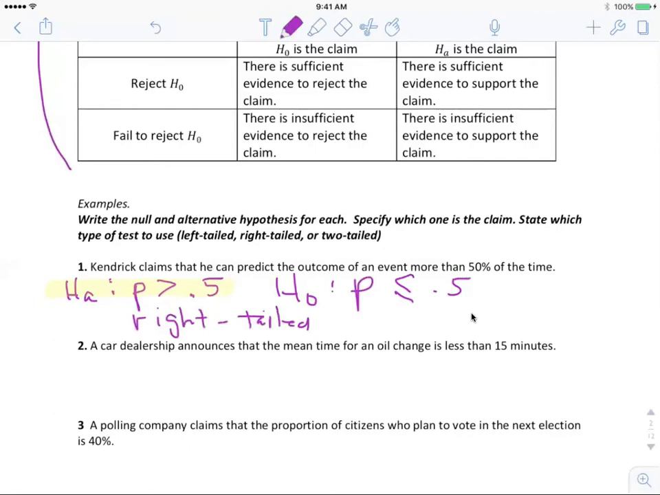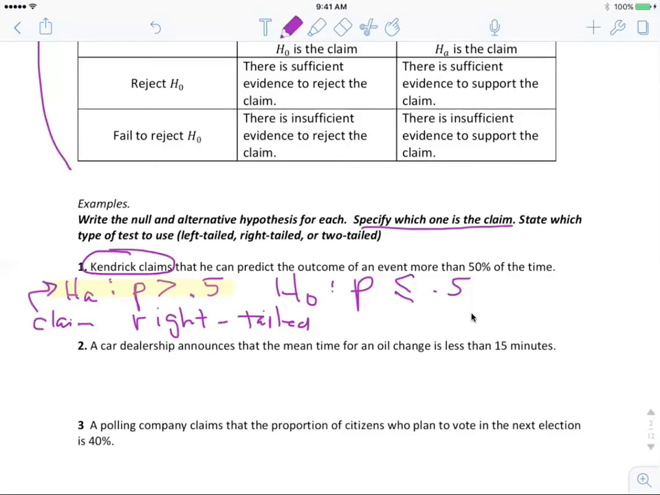Okay. One other thing it did say is specify which one is the claim. Well, it's Kendrick's claim. That's always just going to come from the wording of the problem. So H sub A or H sub 0 could be the claim. It just depends on the wording of the problem. So here, the claim is HA. Okay. That one was a little sloppy.